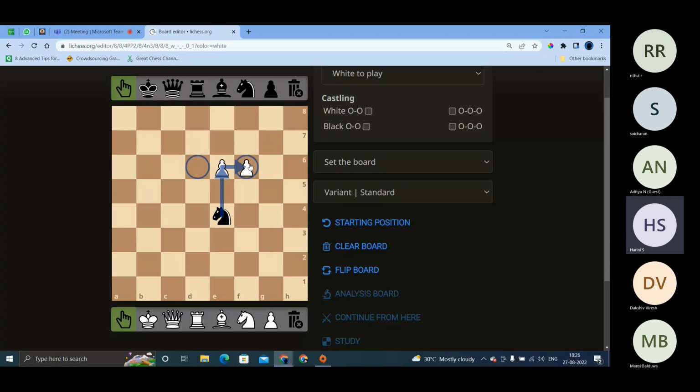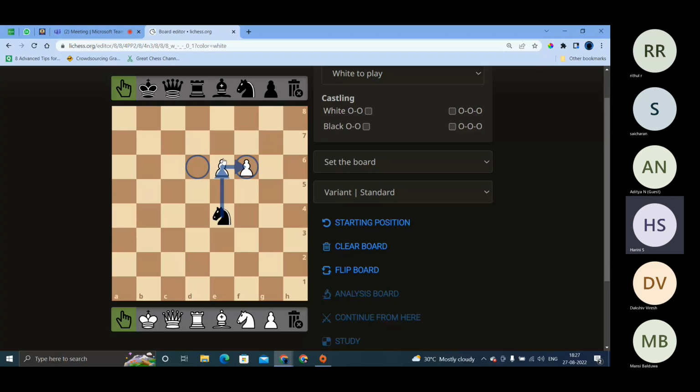Repeat: knights can capture only on the landing square.